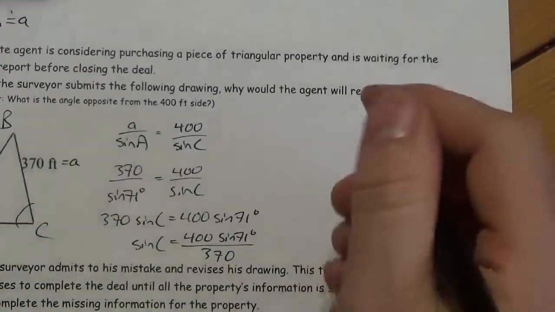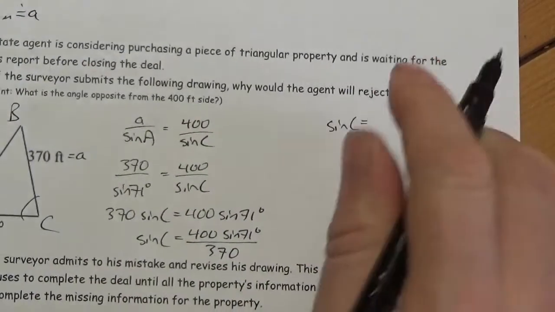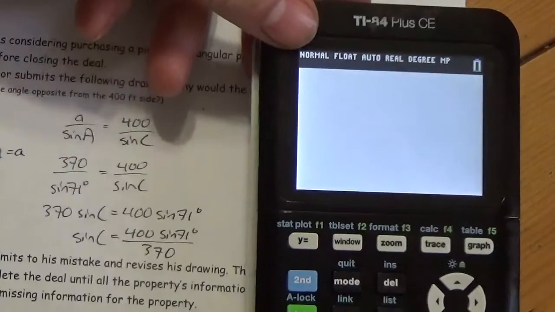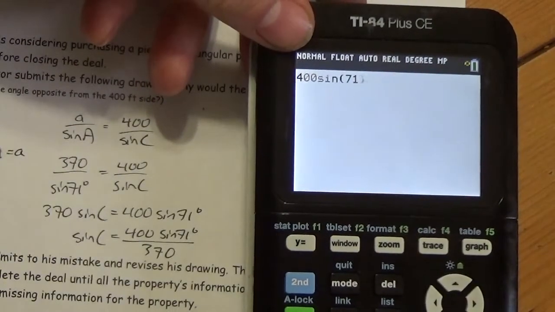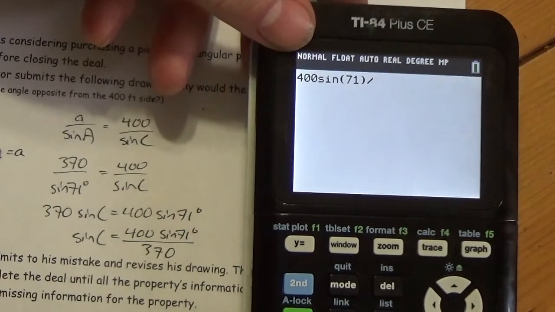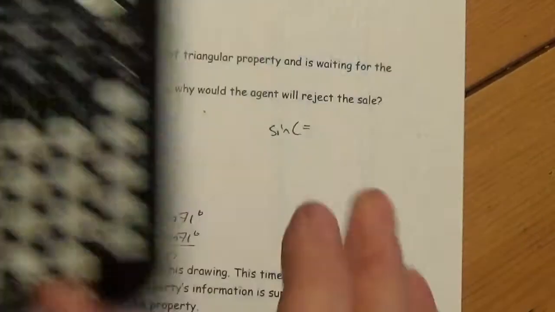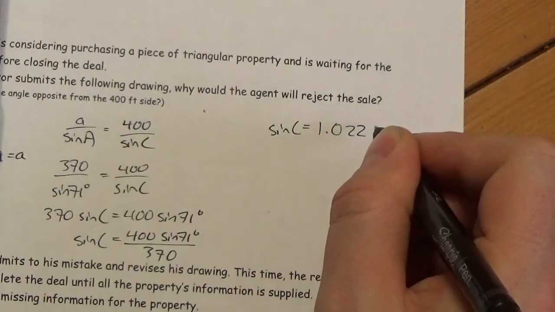Okay, so now let's figure out what that is. Sine of c is going to equal, let's go to the calculator. So that will be 400 sine of 71 divided by 370. Okay, and so we get 1.0221... I'm just going to leave that like that.